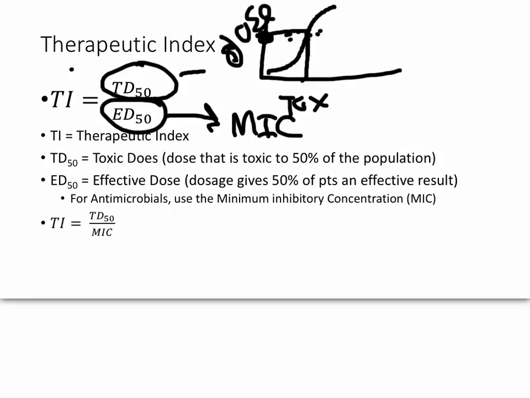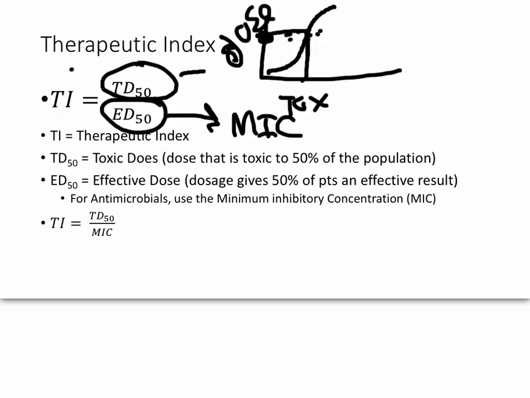For other things where you're not treating microbial infections, let's say, for example, you want to give somebody sildenafil. He's having erectile dysfunction. At what dose of sildenafil would 50% of your patients receive an erection? That would be the ED50. But for antibiotics, we're looking at the MIC, the minimum inhibitory concentration.